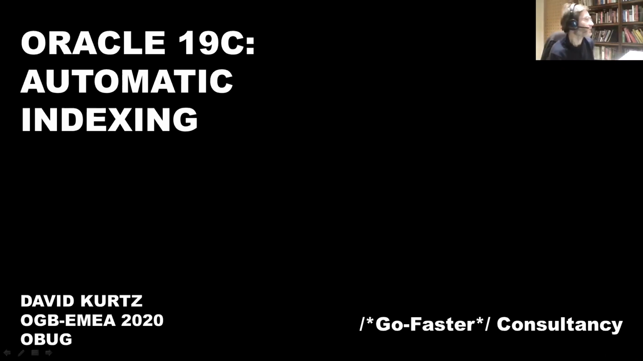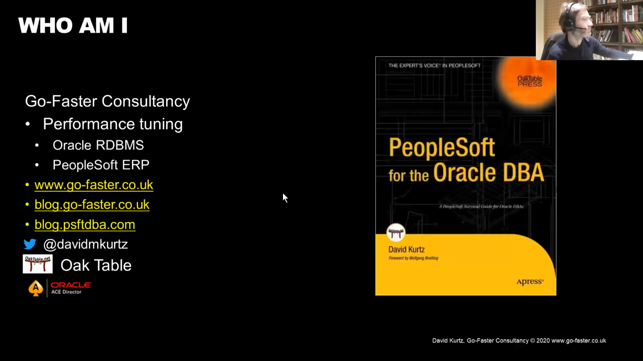So this session is going to be about Oracle's automatic indexing, new in 19C. My name's Dave Kurtz. I'm an independent performance consultant. I've been working with the Oracle database for quite a while now, and I spend a lot of my time working with PeopleSoft ERP, and I write about it, and you can read what I've written at this website and on these blogs. And I've written a book about what happens when those two worlds collide.